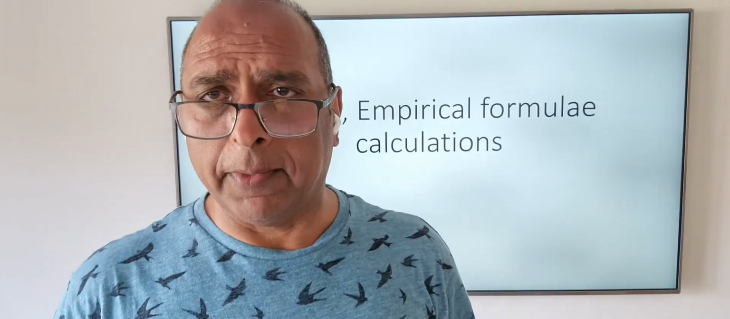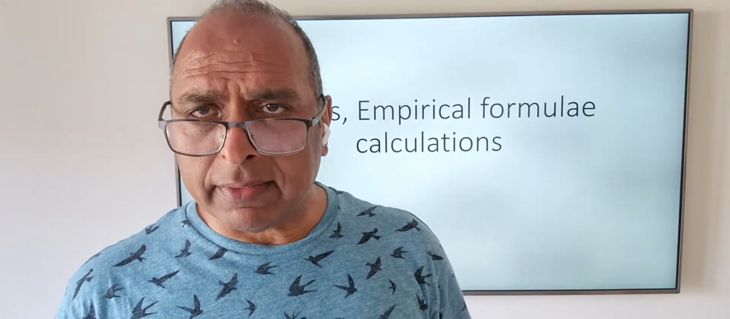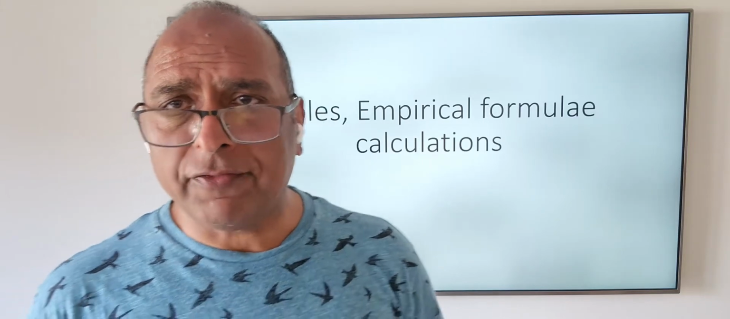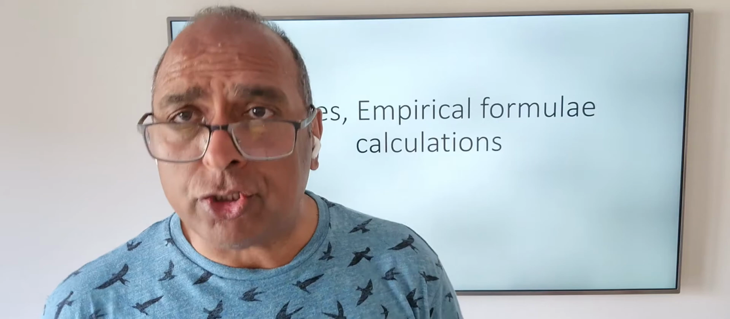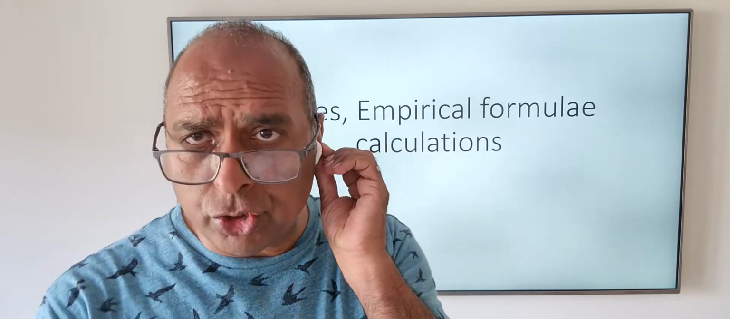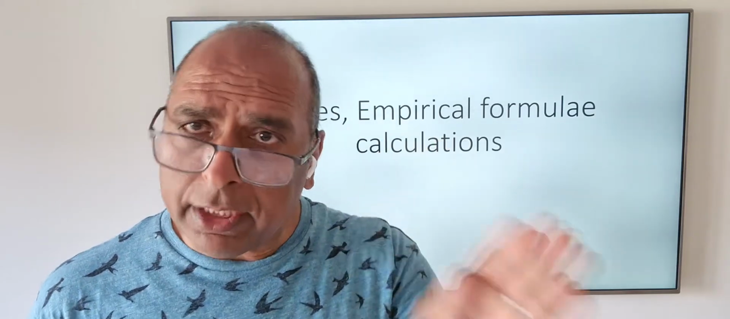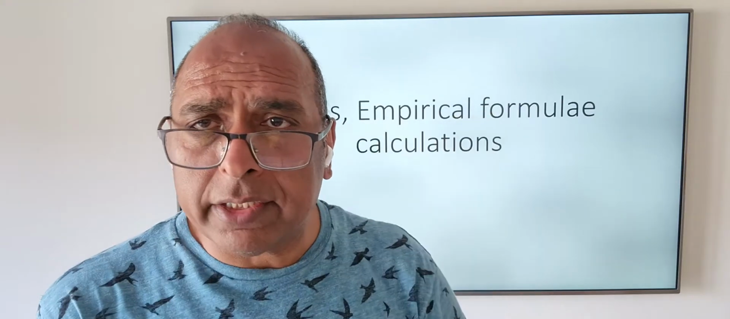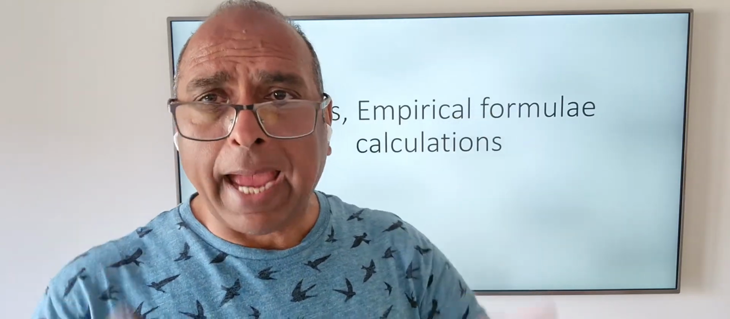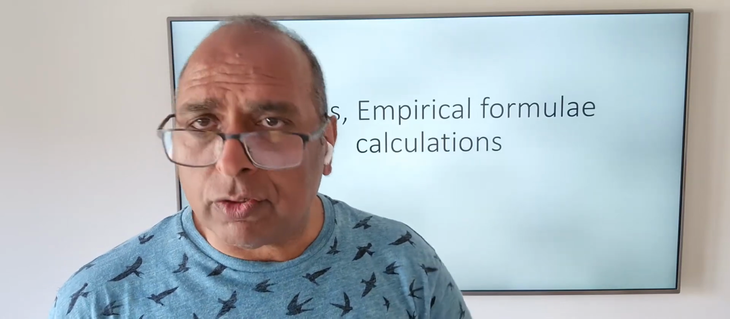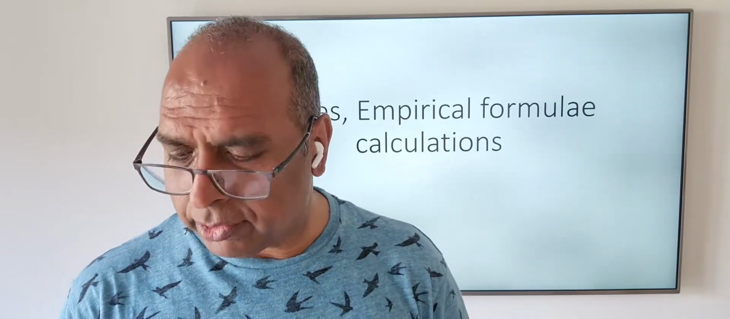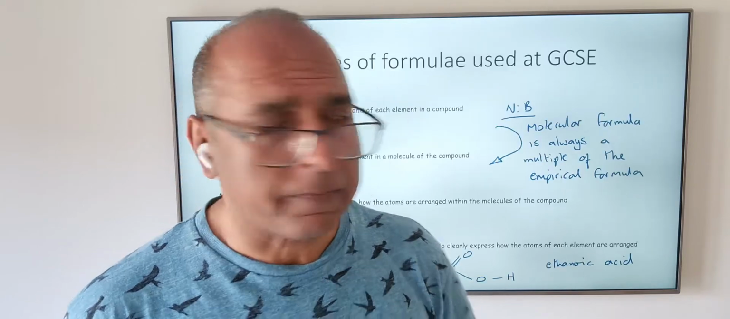An empirical formula is the ratio of the atoms of each element present in that compound. So water, for example, H2O, the 2 means there are twice as many atoms of hydrogen as oxygen. So the ratio is 2 to 1, a whole number ratio. That's what empirical formula means.